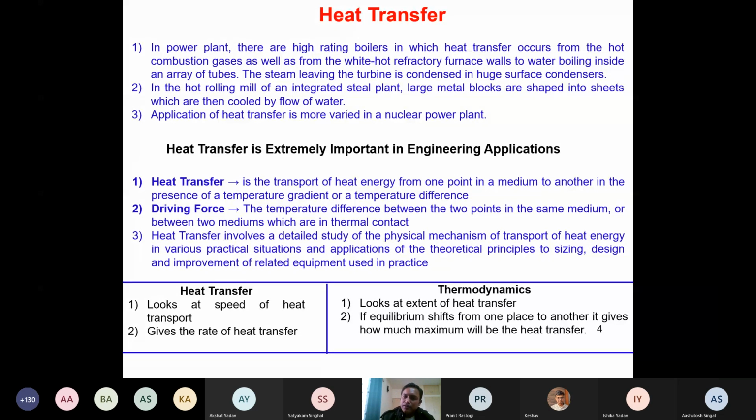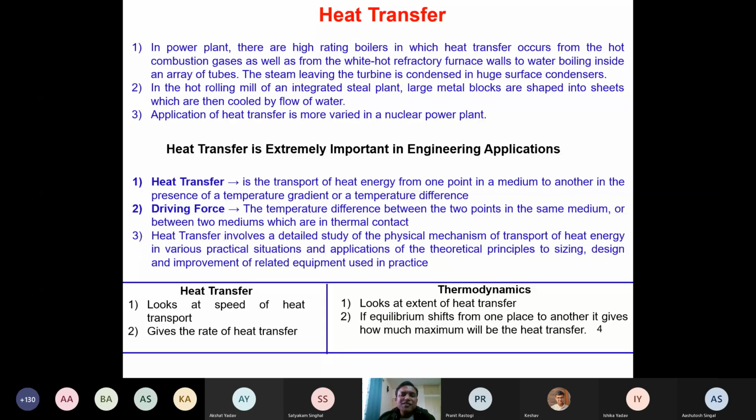Why is heat transfer important to study? Heat transfer is important to study because not only does it give the mechanism of the transport of the heat energy in various practical situations, but it also helps us in designing or sizing or improving the design of the equipments. So by studying the heat transfer, you will be able to design your equipments in a much better or more economic manner. Okay.